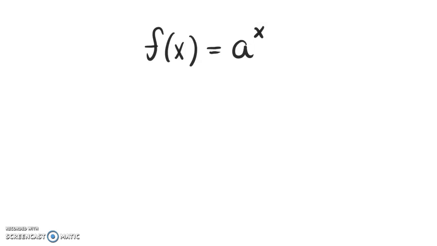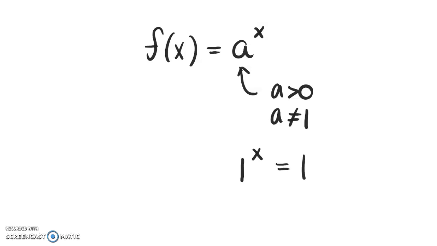So the a is considered the base of the function, and we have some stipulations on what a can be. A is going to be a positive number, so a greater than 0, but a cannot be equal to 1. The reason why a cannot be equal to 1 is that 1 raised to any power is always just 1, and it wouldn't be an exponential function. It would end up being a constant function, because you would just have a constant line at 1. So we can't have the base of 1.